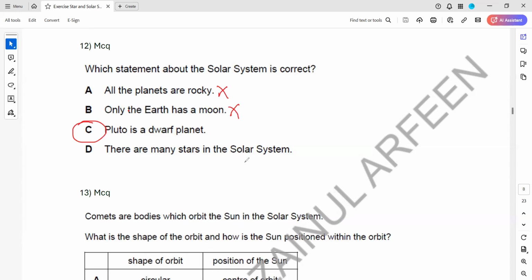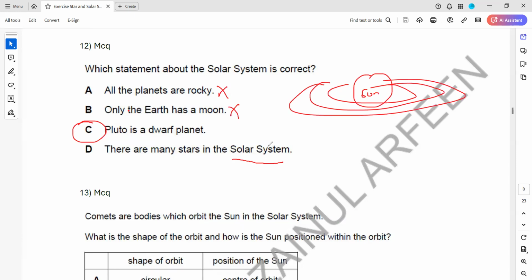And there are many stars in the solar system. This is wrong. There are many planets in the solar system. We have one star, which is our sun, and all the planets are moving around it. In the universe, there are millions or billions of stars, and a galaxy is also a combination of stars, but a solar system has only one central star around which the planets are moving. So that's why option D is incorrect.